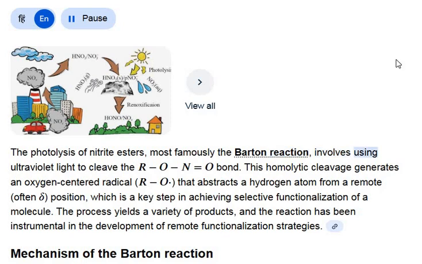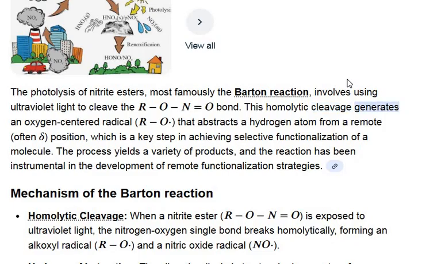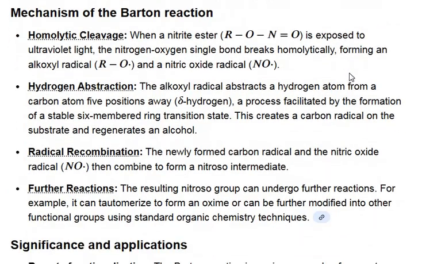The reaction involves using ultraviolet light to cleave the bond. This homolytic cleavage generates an oxygen-centered radical that abstracts a hydrogen atom from a remote, often unactivated, position, which is a key step in achieving selective functionalization of a molecule. The process yields a variety of products, and the reaction has been instrumental in the development of remote functionalization strategies.